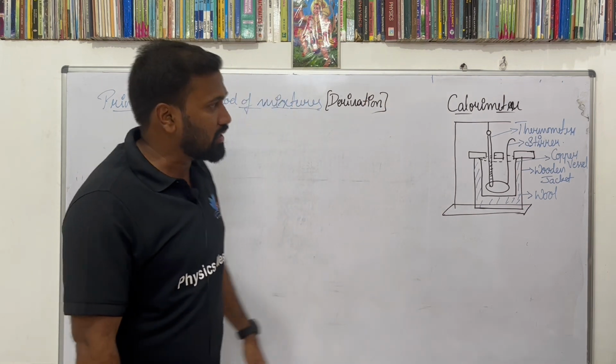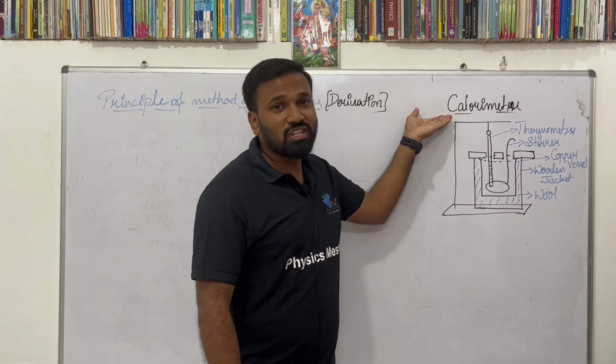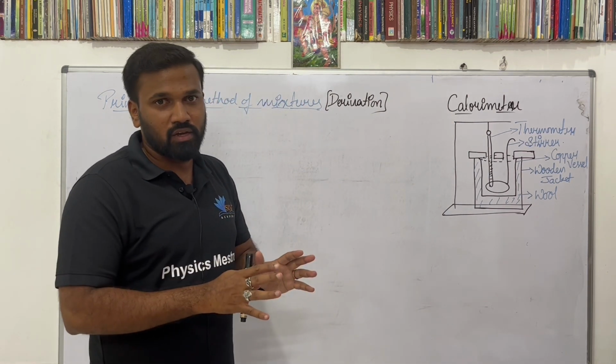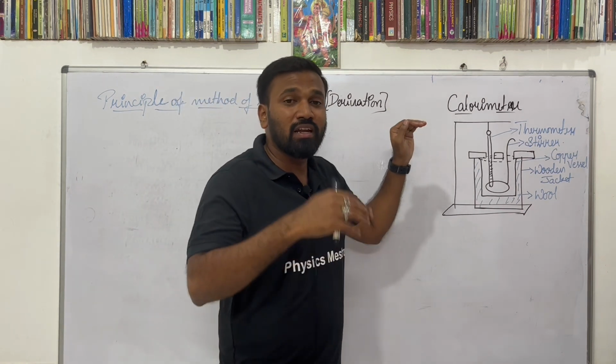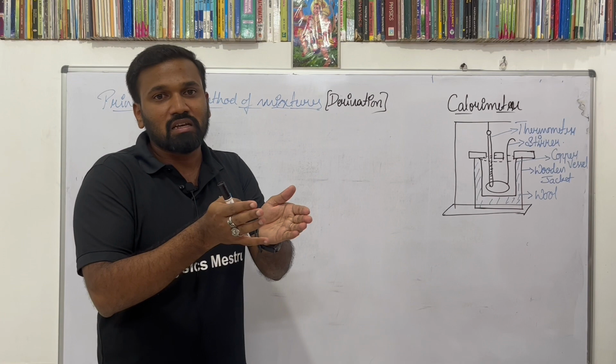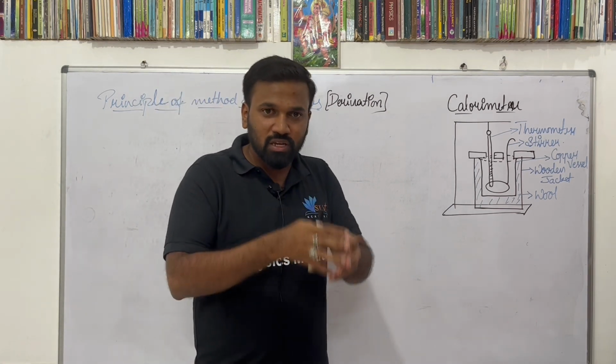Calorimeter. Clear? Yes. What do you mean by calorimeter? Calorimeter is a device which measures the amount of heat lost or heat gained. So it will measure the amount of heat lost or heat gained when two substances are mixed together.